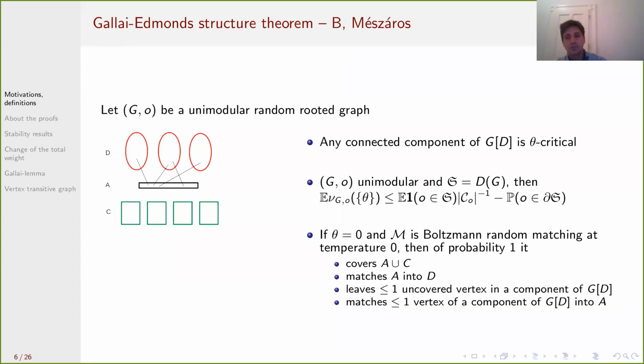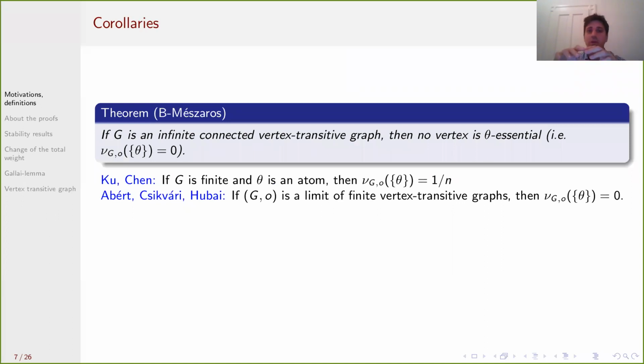So this kind of decomposition theorem, what I just described to you, has some nice corollaries, or you can say that the next statements can be proven separately. It is about whenever we have an infinite connected vertex-transitive graph. What we were able to show is that none of the vertices is essential. So if you like to say it in matchings, and theta is 0, then it means that any infinite connected vertex-transitive graph has a matching.